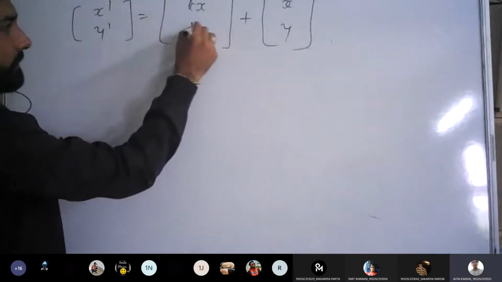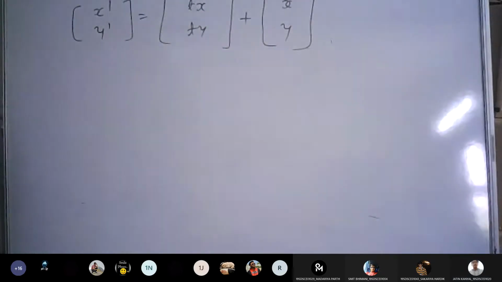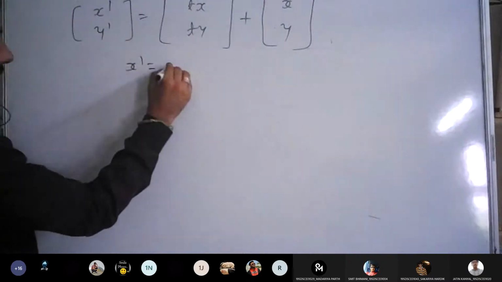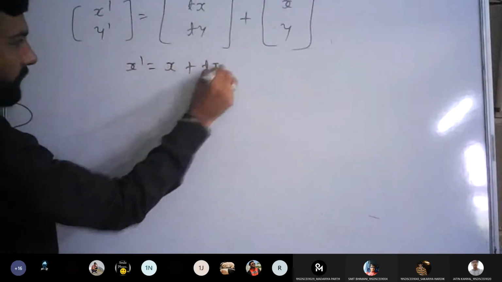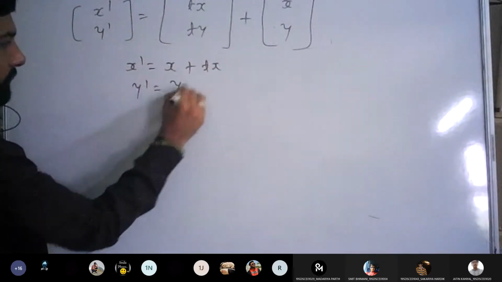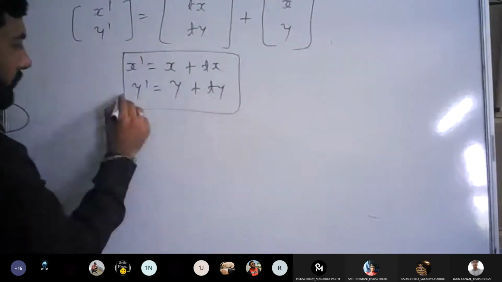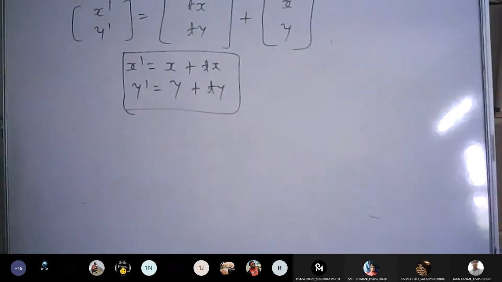Tx and Ty. Fine. So that when we resolve the matrix and multiply or add all the matrices, we can get the general equations again. Just try to resolve this. So you will get x dash is equal to x plus tx and y dash is equal to y plus ty. So these are the general equations for translation transformation. Are you getting this? Any doubts so far?